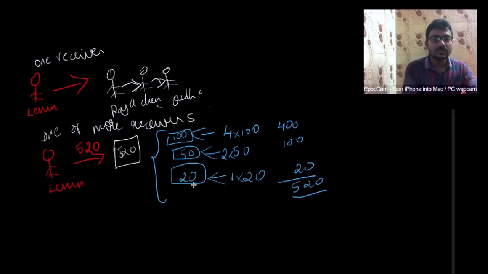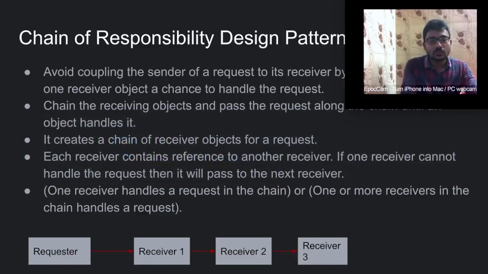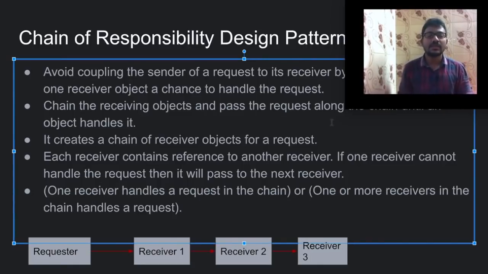Here 3 receivers are acting at the same time. So 3 receivers are communicating among themselves to reply to the client with the best response. So that's the second case where one or more receivers are handling a request in a chain. So this is the example of the chain of responsibility design pattern in real life.